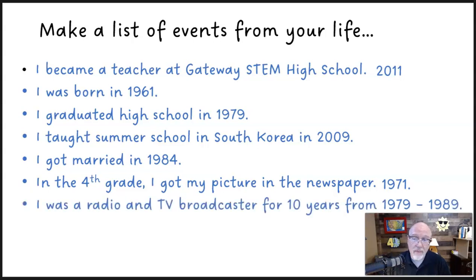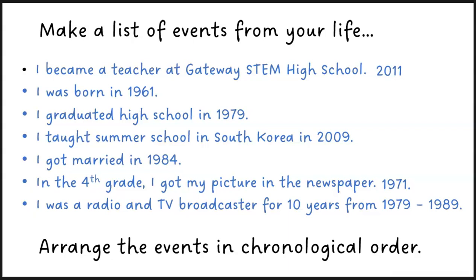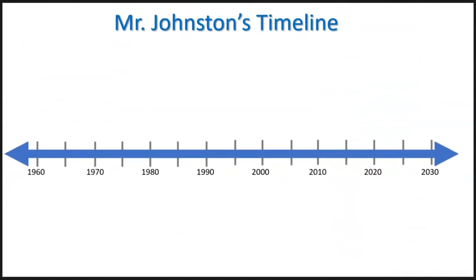And before I became a teacher, I was a radio and TV broadcaster for about 10 years, from 1979 to 1989. All right. So now I've got more events than I need. I've listed 7 here. I only need 5, so the next step I need to do is put these events in chronological order. All right, so we've got these events. I need to arrange them in chronological order, and that's what I'm going to use my timeline for. So let's start with a timeline and put all of those 7 events on here in order.